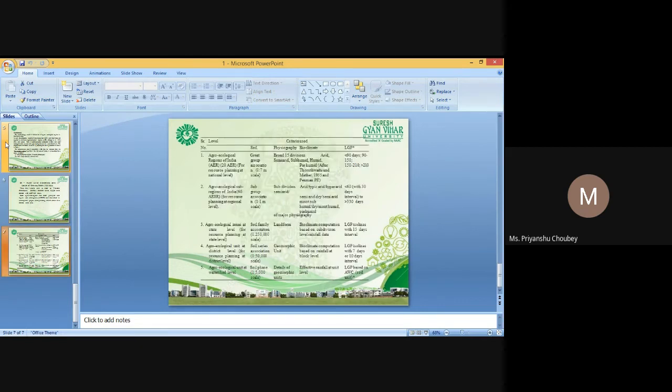So here is the ecological climate zone at area level: the first row is the agroecological region of India, 20 AER, for resources planning at a national level. The associated scale is 1:7 million, with physiography of 15 divisions, semi-arid and sub-humid areas, and bioclimate arid, humid, per-humid.